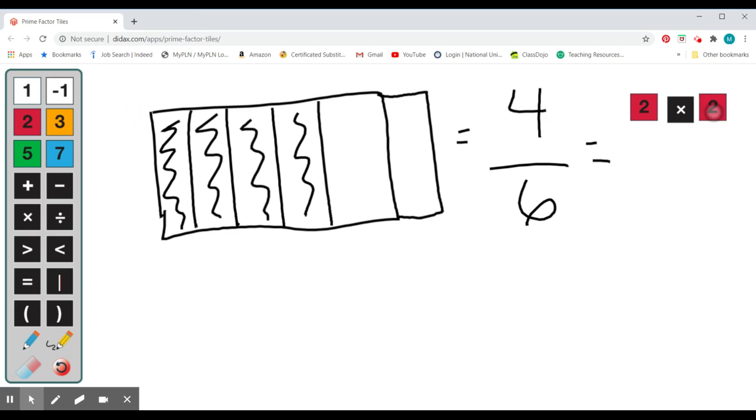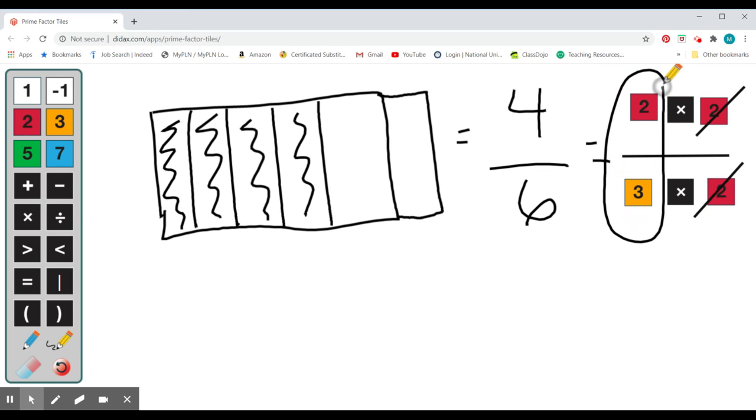Let's factor 4 like we did last time when we said 2 times 2 is 4. And how can we factor out 6? 3 times 2 is 6. Again, the common factor in both is 2. So let's remove the common factor, and we are left with 2/3. We can write this 4/6 simplified is 2/3.